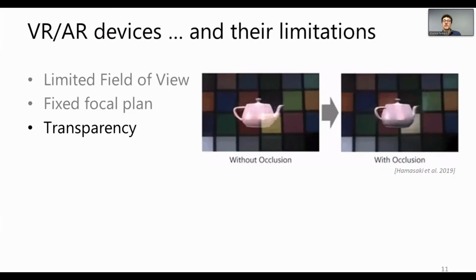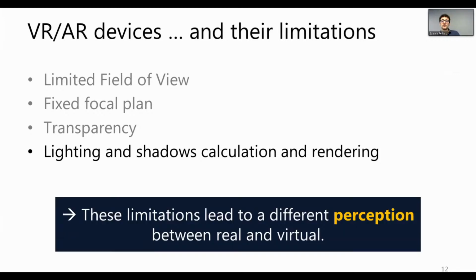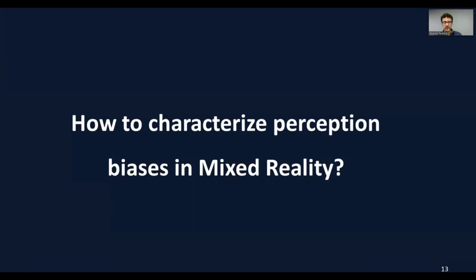Another limitation is the transparency of the virtual elements. Indeed, augmented reality devices that use transparent displays are not able to provide a proper occlusion. As such, the virtual elements will appear slightly transparent. Also, lighting and shadows calculation and rendering are especially difficult in mixed reality. Overall, all those limitations lead to differences in perception between real and virtual elements. In this thesis, we will focus on the characterization of this difference between real and virtual, a characterization of these perceptual biases in mixed reality.